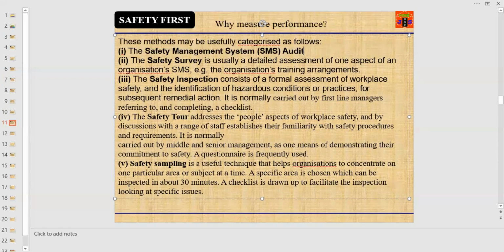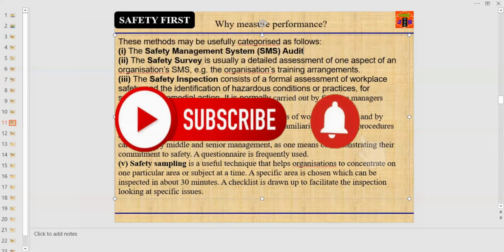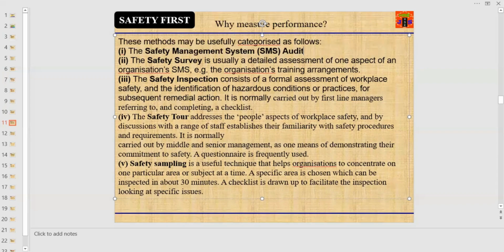Number four, the safety tour. A safety tour addresses the people aspects of workplace safety and, by discussions with a range of staff, establishes their familiarity with safety procedures and requirements. It's normally carried out by middle and senior management as one means of demonstrating their commitment to safety. A questionnaire is frequently used.